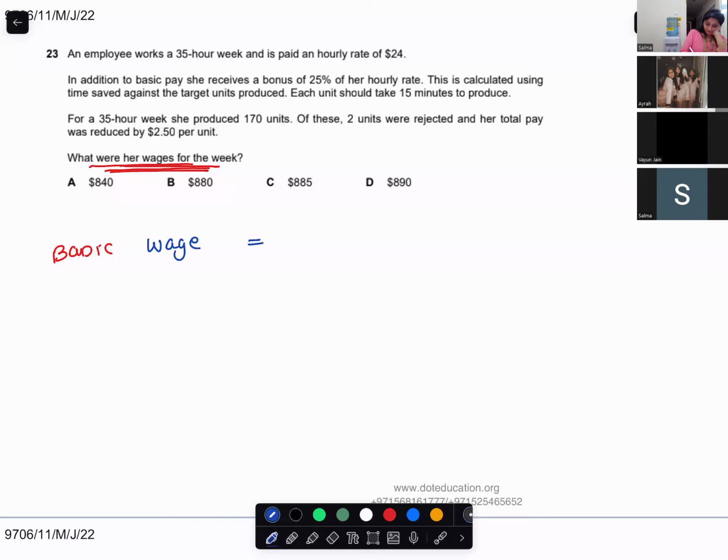35 into 24. 35 hours, and what is the hourly rate? $24. Okay, fine. I'm just reading and applying. I don't have to do any calculation now because I don't know how much of it will be what I want. Correct? Yes, miss. Okay, go ahead.